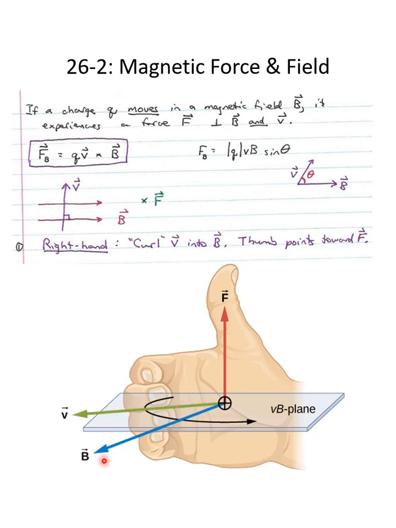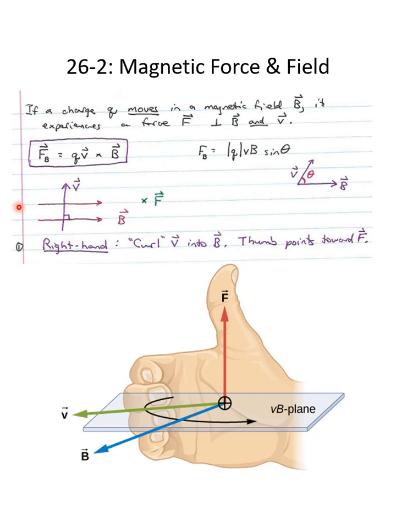So what you're going to do is take your right hand, and most of us are right-handed, so you have to remember, put your pen down and you need to use your right hand for this. Take your fingers and imagine them curling in the direction from V towards B. If your thumb is pointing out perpendicularly from your hand, it's pointing in the direction of force. Now you can try that with the example that I've drawn up here. If you curl V into B, you should find your thumb pointing into the page.